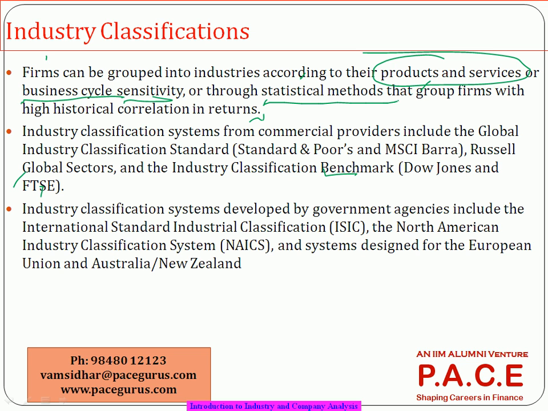Then there are some outside agencies which publish classifications of the industries. S&P has its own classification, MSCI has its own, Morgan Stanley has its own classification. So there are so many. Dow Jones has its own classification, BSE has its own classification, NSE has its own classification. Probably Moneycontrol has its own classification, Capital IQ has its own classification. So every agency has a typical classification of the industry.